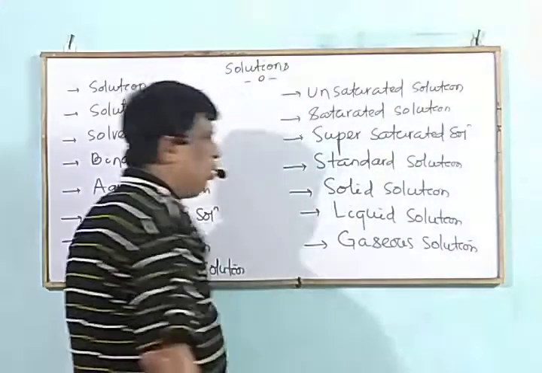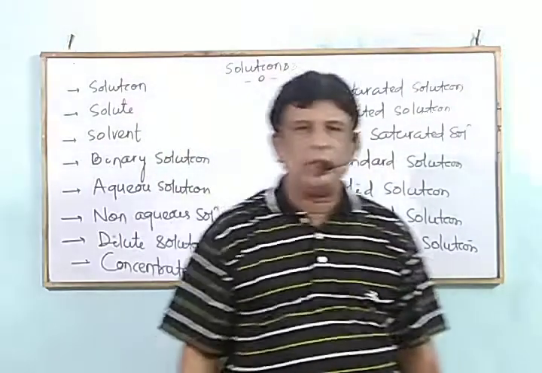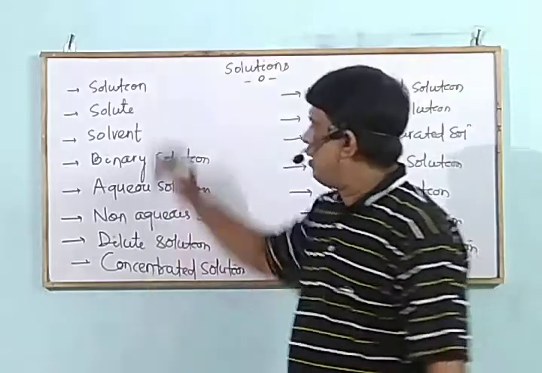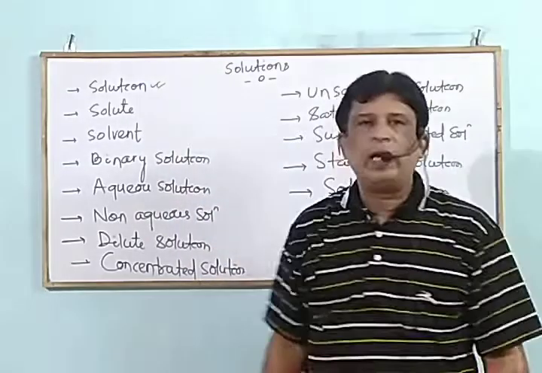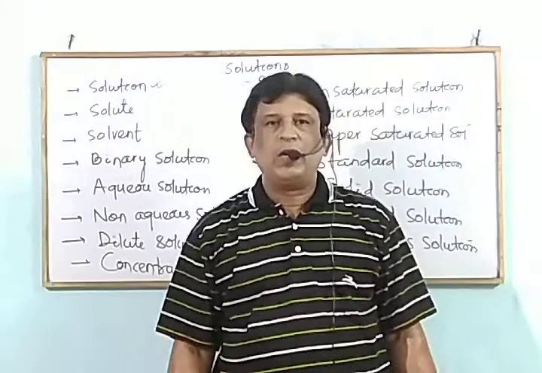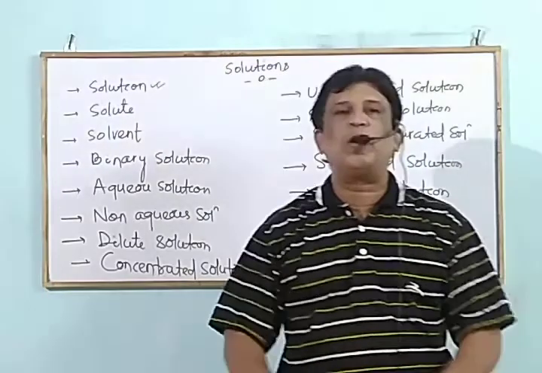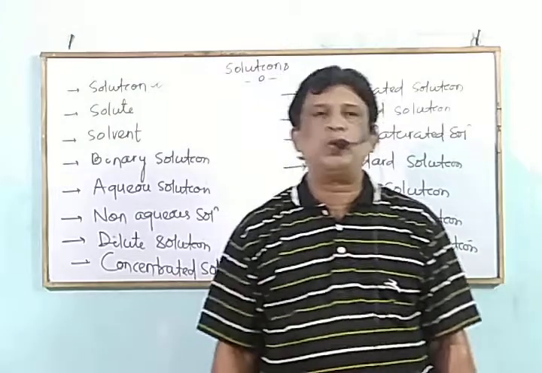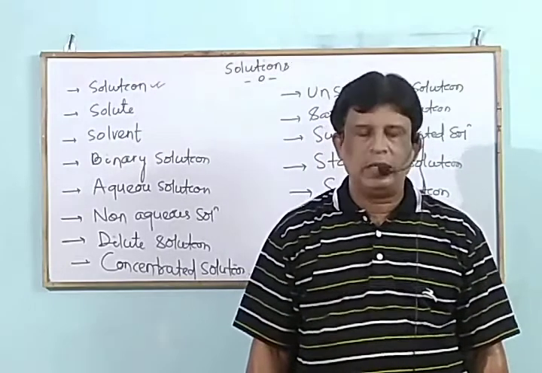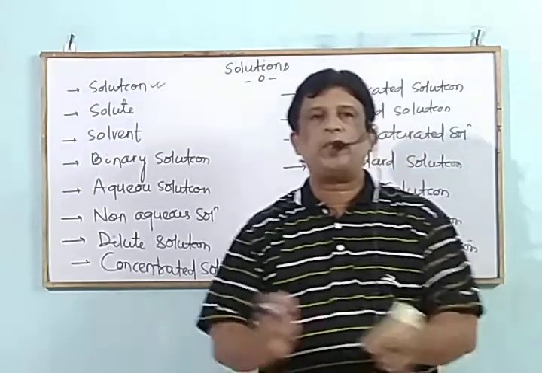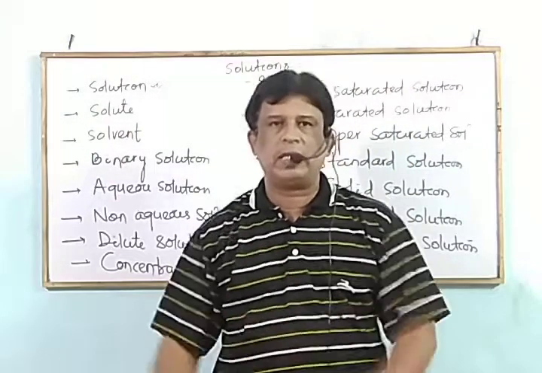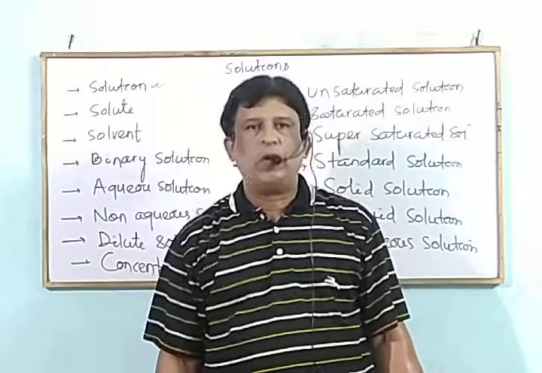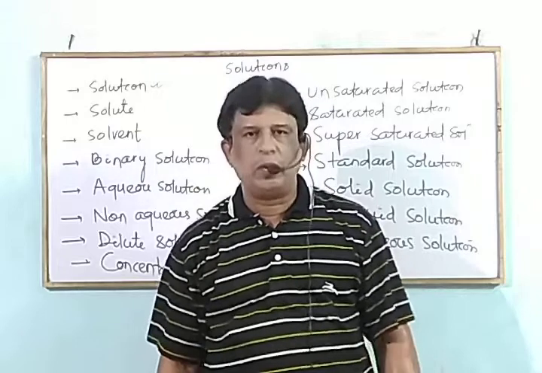These are some common terms used frequently in this chapter. It is necessary to discuss them one by one. First one is solution. So what is a solution? It is a homogeneous mixture of two or more components present, and its properties vary to a certain extent. That is known as a solution. I repeat again, it is a homogeneous mixture of two or more components.